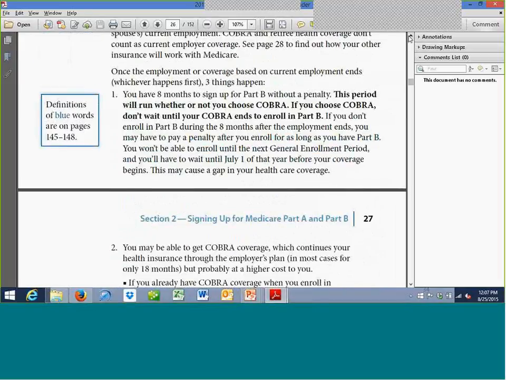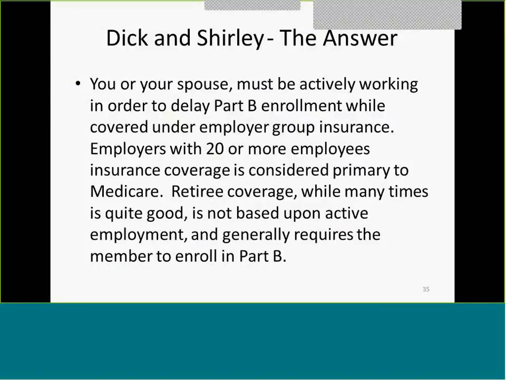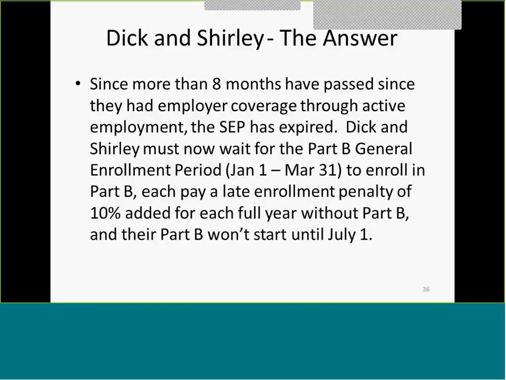So back to Dick and Shirley. Well, here's what happened. You or your spouse must be actively working in order to delay Part B enrollment while covered under employer group insurance. With 20 or more employees, employer insurance coverage is considered primary to Medicare. Retirement coverage, while many times quite good, is not based upon active employment and generally requires the member to be enrolled in Part B.